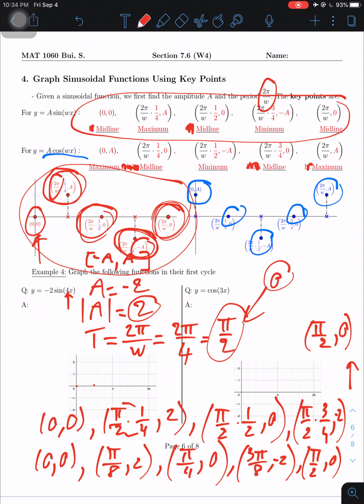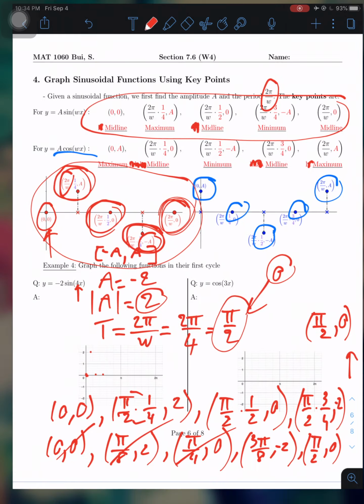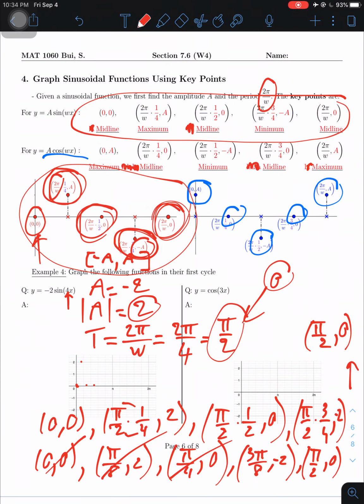Okay, and then let's plot them, right? 0, 0 is like this point here, so I'm done with it. Next one, I have pi over 8 and 2, so pi over 8, I'm gonna say it's somewhere in here. Okay, done with it. Pi over 4 and 0 is in the middle, right between here. Okay, I can do better than that. There, that's my best. Okay, 3 pi over 8 and then -2. Wait, sorry for that. 3 pi over 8 and -2. It should be somewhere right here to me. And lastly, we have pi over 2 and 0. I marked it down already, so we're all good with that, okay?